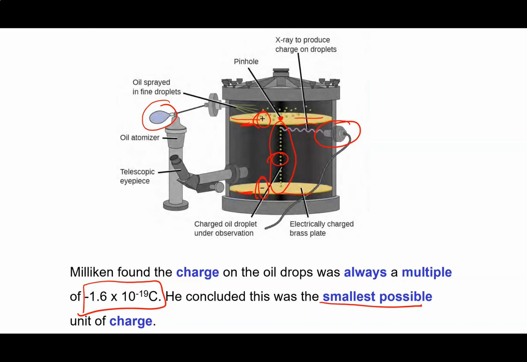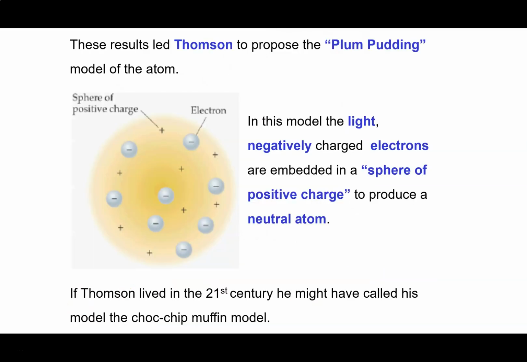So these drops are always losing a whole number of electrons, and so the charge that they generate is always a whole number multiple of that number. That's the charge on the electron. So at this point, we know that there is a small, very, very light, negatively charged particle called the electron.